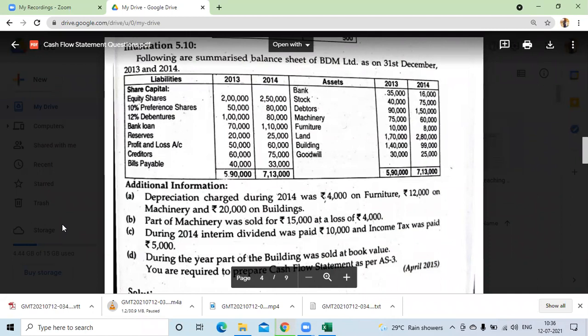Investing activity. Loan given. Very good. Loan given, investing activity. This is what I wanted. Two different students have answered me correctly. One student said it is loan given, another said it is investing activity. Very good. But you tell me, if the amount is increasing, then loan?